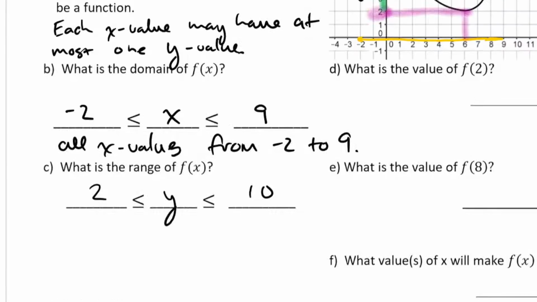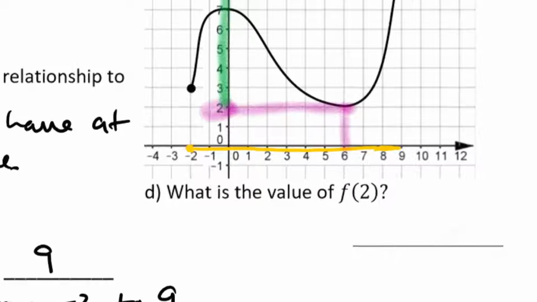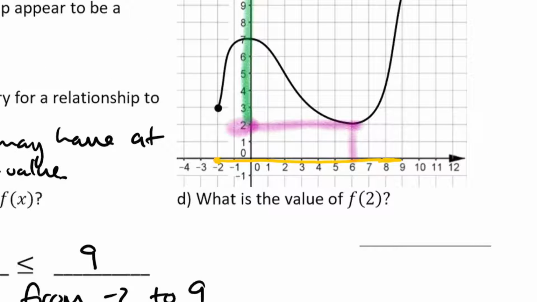A couple more questions here. This one says, what is the value of f of 2? So if I give this function an input of 2, what does it give me? Well, when 2 goes in, this function appears to give me an answer of 5. So I would say f of 2 is 5. Like this, when I give it 2, it gives me back 5.